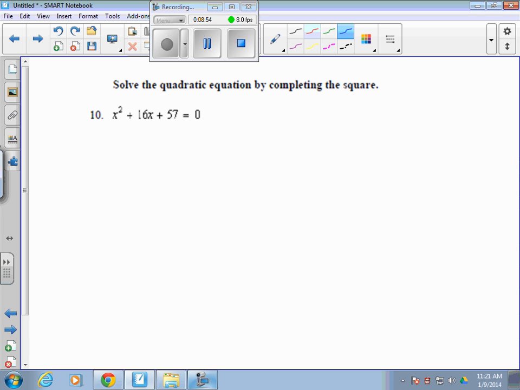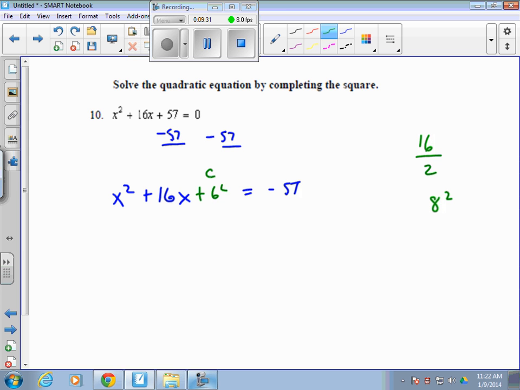10 says solve this by completing the square. We want ax squared plus bx plus c, which we have here, plus 57, but we want it to be a perfect square so that we can create binomials. 57 does not create a perfect trinomial for us, so we need to move that to the other side of the equal sign. Get rid of plus 57 by subtracting it. So you have x squared plus 16x plus c equals negative 57. So just like on the last problem, we have to find c. Take your b value, which again is 16, divided by 2 is 8 again, squared is 64. But if you add 64 to one side of the problem, you have to add it to the other side.